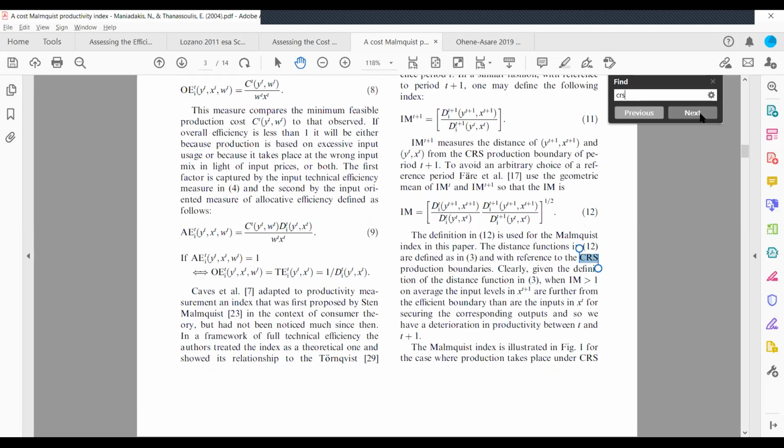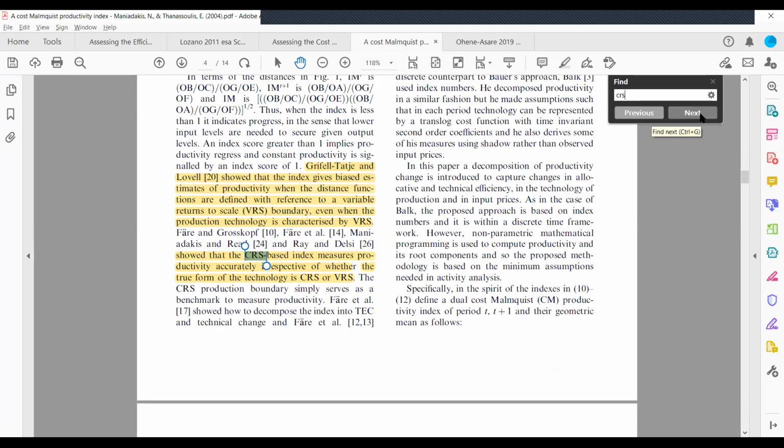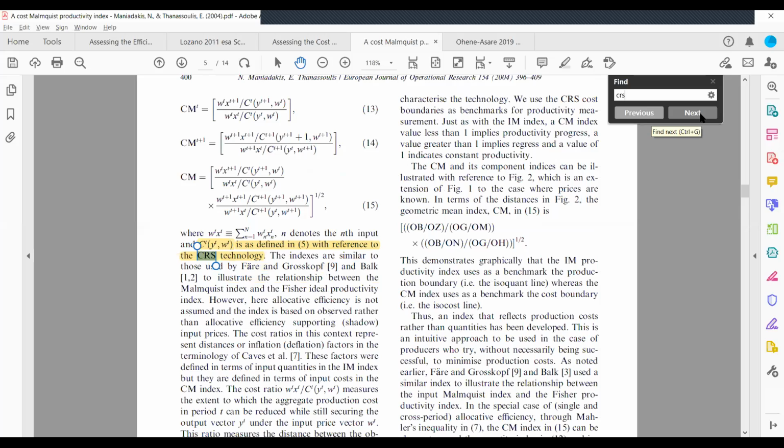I just want to show something here. The distances are defined with reference to the CRS production boundaries. And these people did that. And there was a paper I've read which also says the same thing, where it keeps happening that this denotes distance with reference to the CRS technology. So these people that pioneered this, they didn't do VRS, they did CRS. But do you know what is interesting? Here you go. We use the CRS cost boundaries as benchmark. Use that.